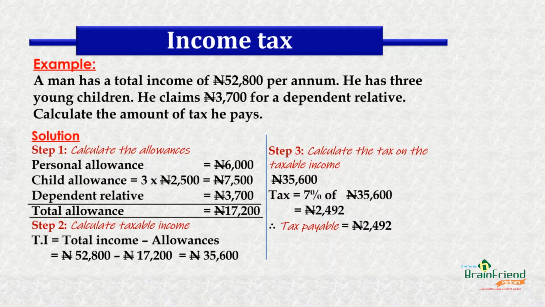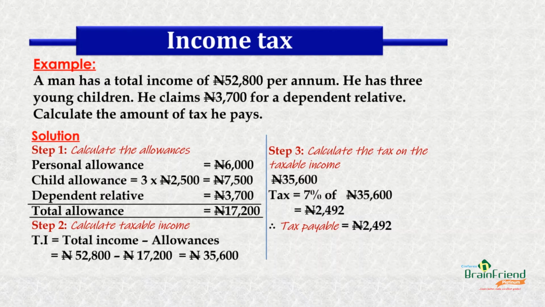Here is an example to explain income tax. A man has a total income of 52,800 naira per annum. He has 3 young children. He claims 3,700 naira for a dependent relative. Calculate the amount of tax he pays. The first thing to do here is to find out his total allowance.